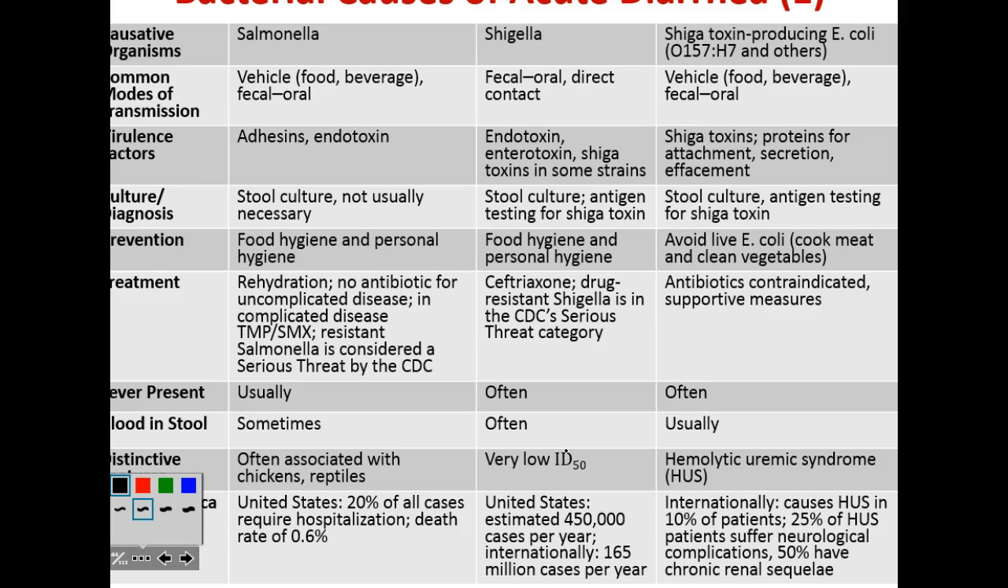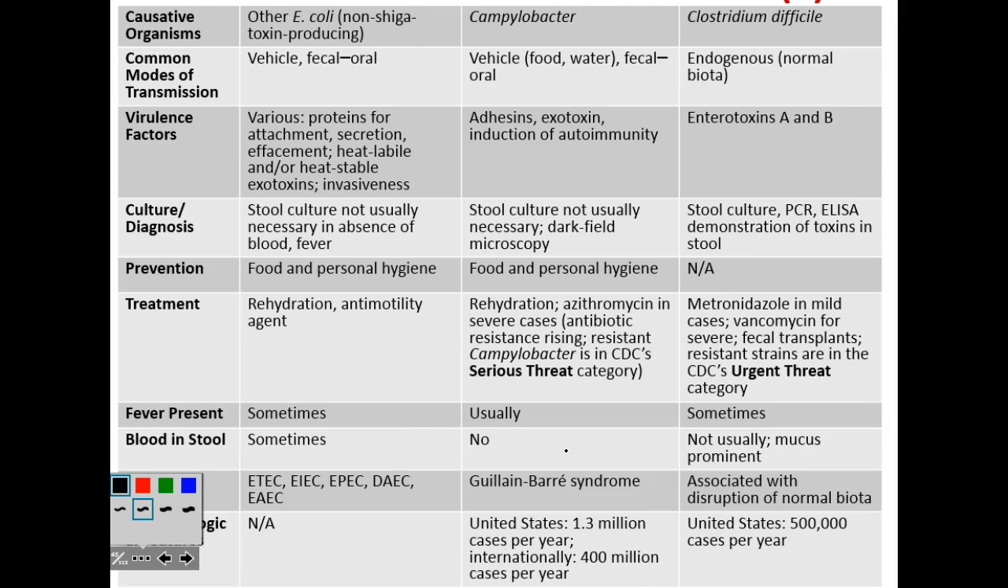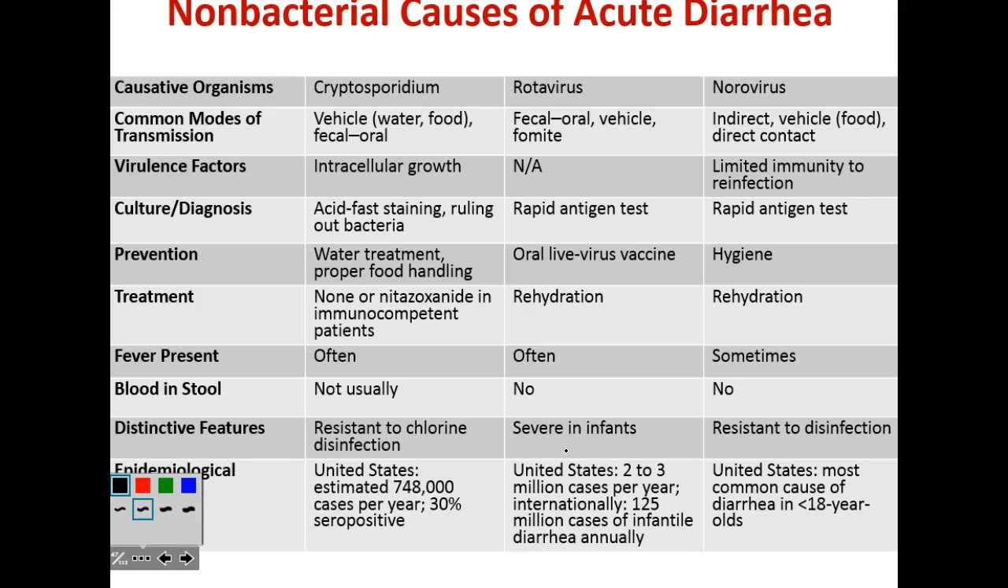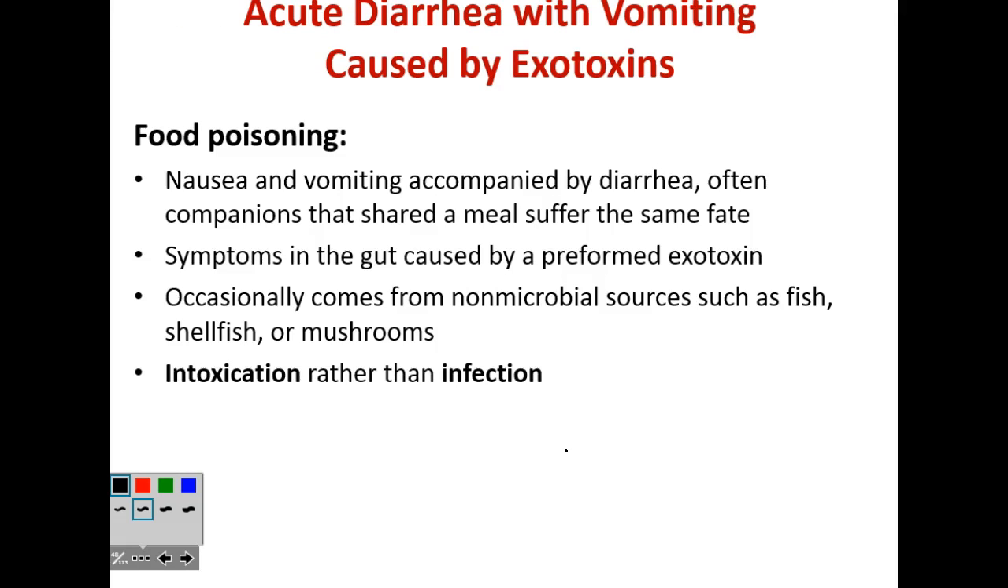So if you had to say some bacterial causes of acute diarrhea, what would you say? Salmonella, Shigella, E. coli, Campylobacter, Clostridium, Vibrio cholerae, Cryptosporidium, rotavirus. Food poisoning, you get nausea and vomiting accompanied by diarrhea. Often companions that shared a meal suffer the same fate. Symptoms in the gut caused by preformed exotoxin. Occasionally comes from non-microbial sources such as fish, shellfish, or mushrooms.